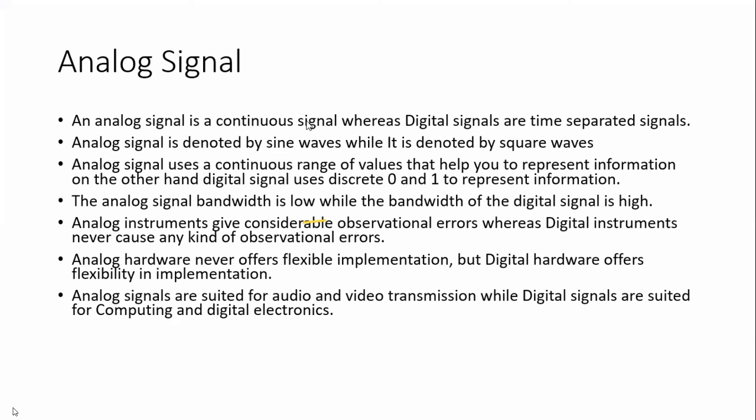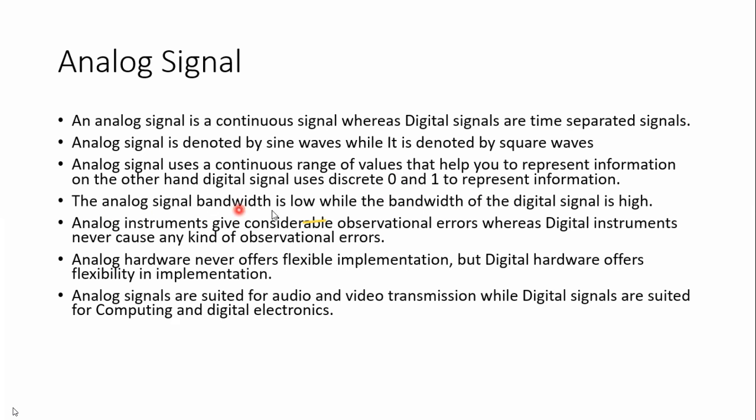Now, these are also the features of analog signals. An analog signal is a continuous signal, whereas digital signals are time-spreaded signals. Analog signal is denoted by the sine wave, while the digital signal is denoted by the square wave. So here are analog signal versus digital signal, some points. Okay. So analog signal uses a continuous range of values that helps you to represent information. On the other hand, digital signals use discrete values 0 and 1 to represent the information.